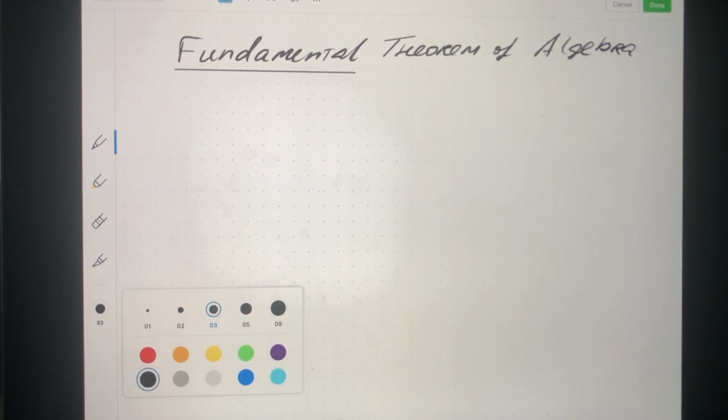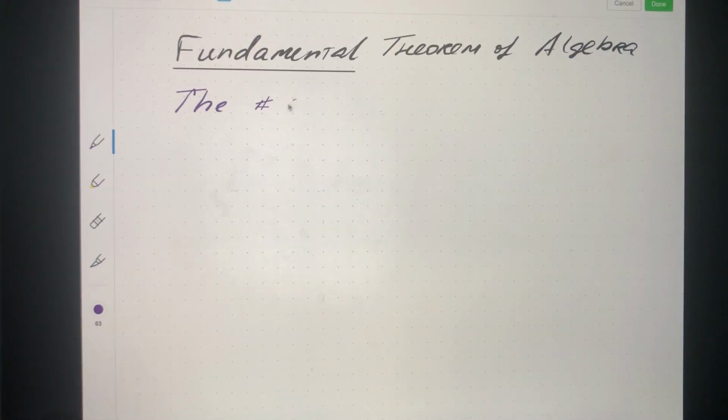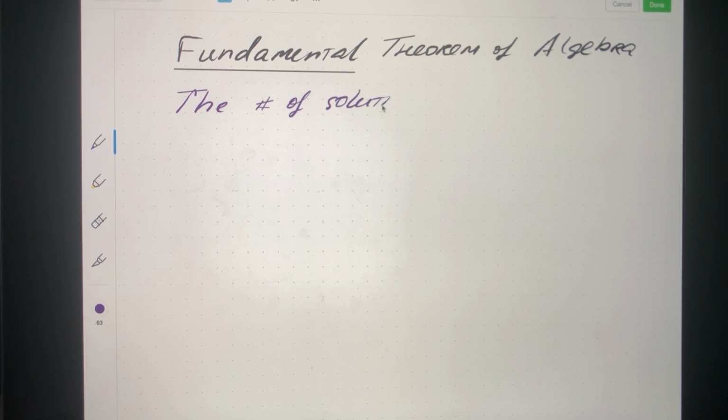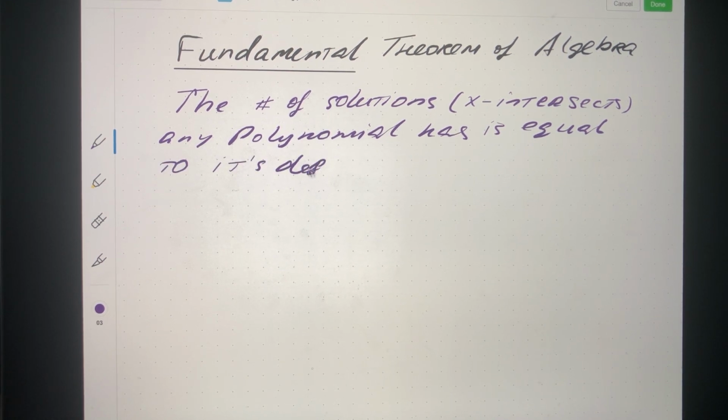So what this theorem says is that the number of solutions, that means the x-intercepts, any polynomial has is equal to its degree. And the degree is the highest power, or the highest exponent, of that polynomial.